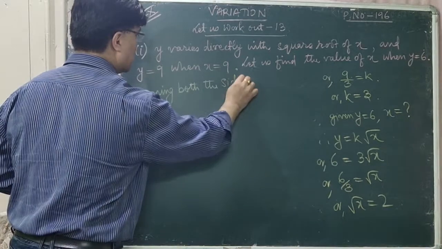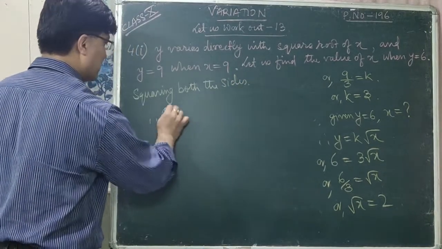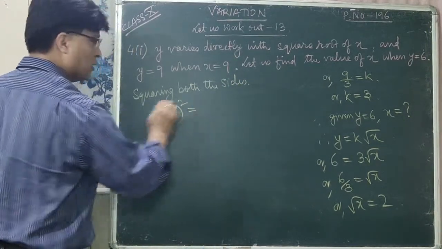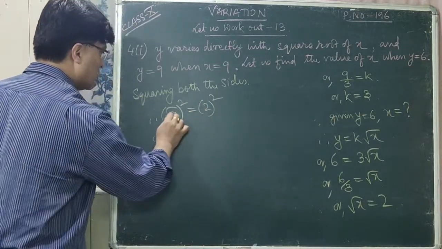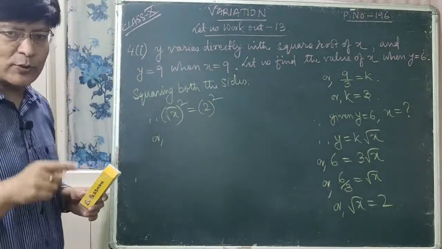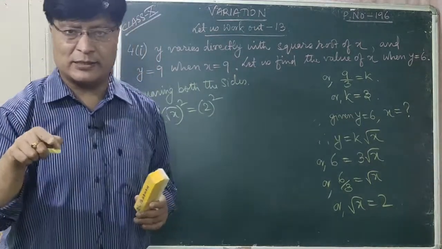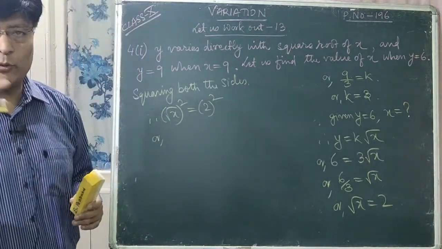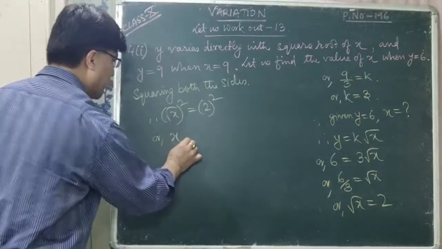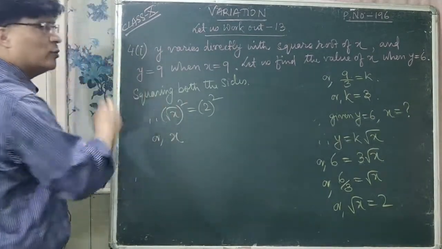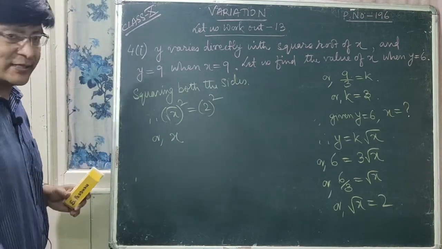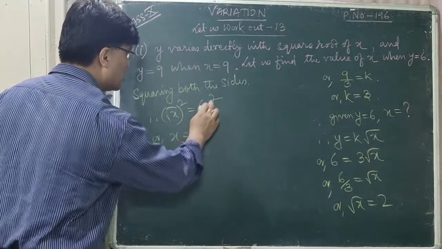So squaring both the sides, what do we get? This is root over x whole square is equal to, this is your 2 whole square. What is root over x whole square? Root over x whole square is actually root over x into root over x. So within square root x square, what is square root of x square? It is only x. So whenever you do root over x whole square, this square root will be removed and you can write x. So x is equal to, what is 2 square?